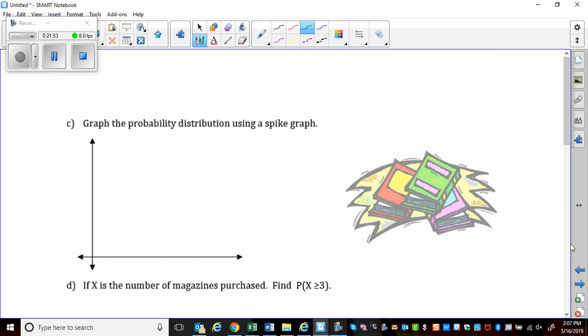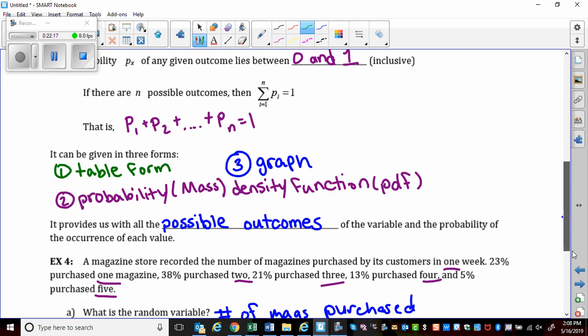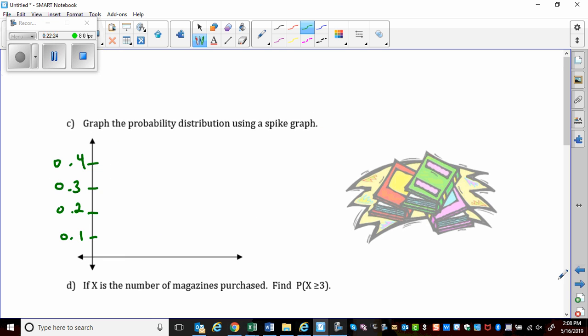Graph the probability distribution using a spike graph. So I'm going to go from 0.1, 0.2, 0.3, 0.4. I do not think anyone was way over 0.4. Okay. So I'm going to remember these numbers.